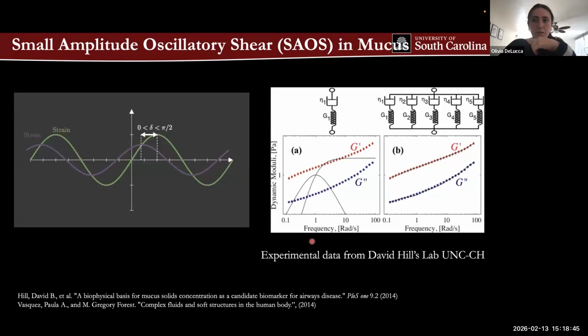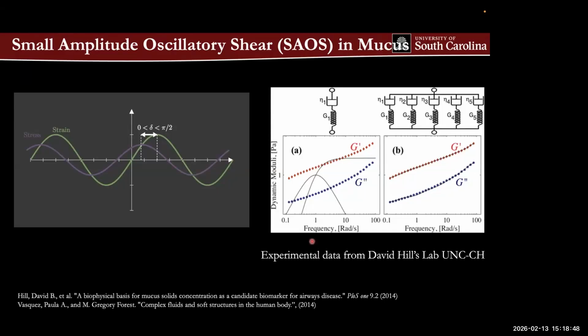Okay, thank you. So just like with the creep, this is not something that we just made up for the classroom. These are real materials out there. Here I'm showing data that we have worked on with UNC Chapel Hill on lung mucus, and I'm showing you how one Maxwell mode doesn't fit the experimental data, but 5 Maxwell modes in parallel did a very good job. This is a culture mucus, but it's just a real-life application of it.